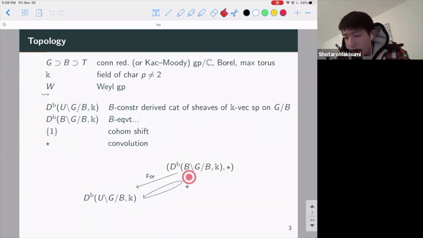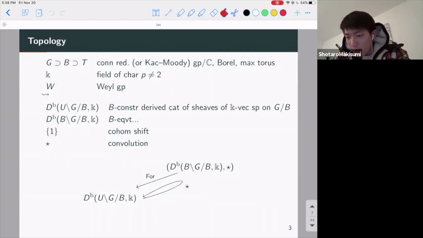This first category here is monoidal for what's called a convolution product, whereas this one is not. It's only a triangulated category, but it's a module category over this category. So I want to use this kind of stacky notation. It will come in handy later on.